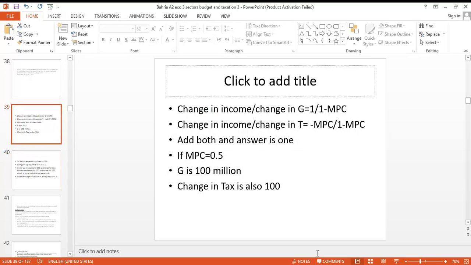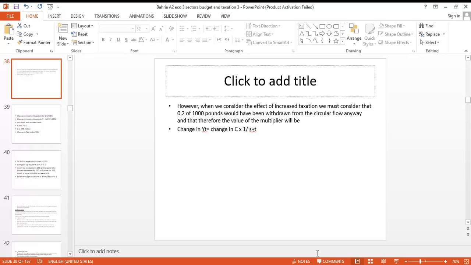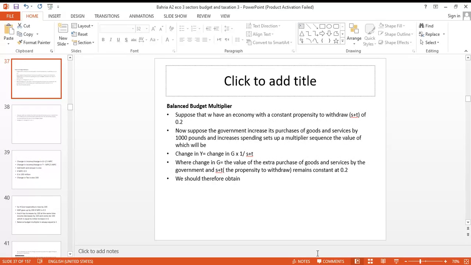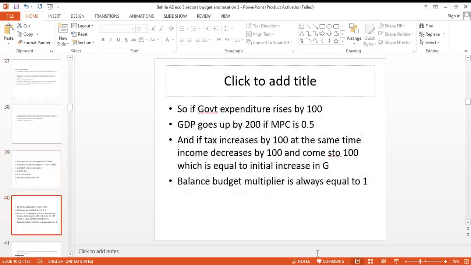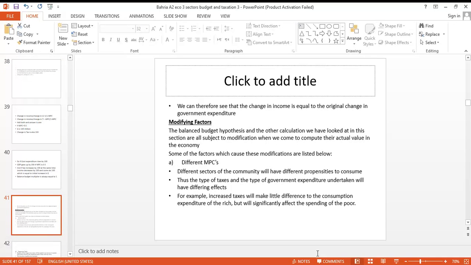If you simply add 1 upon 1 minus MPC, which is the first bullet point, to the second bullet point, minus MPC divided by 1 minus MPC. I know it sounds a little complicated, but if you do it on paper, then your answer is going to come back to 1. Okay, so just keep this in mind, that when the government puts in money in a balanced budget situation, then the stimulus in the economy will be equal to the amount of money that they have put in.